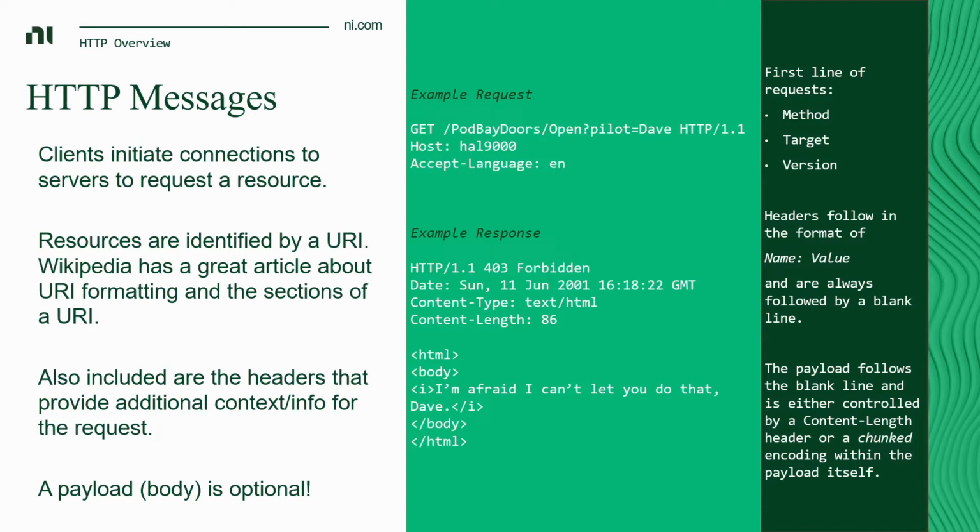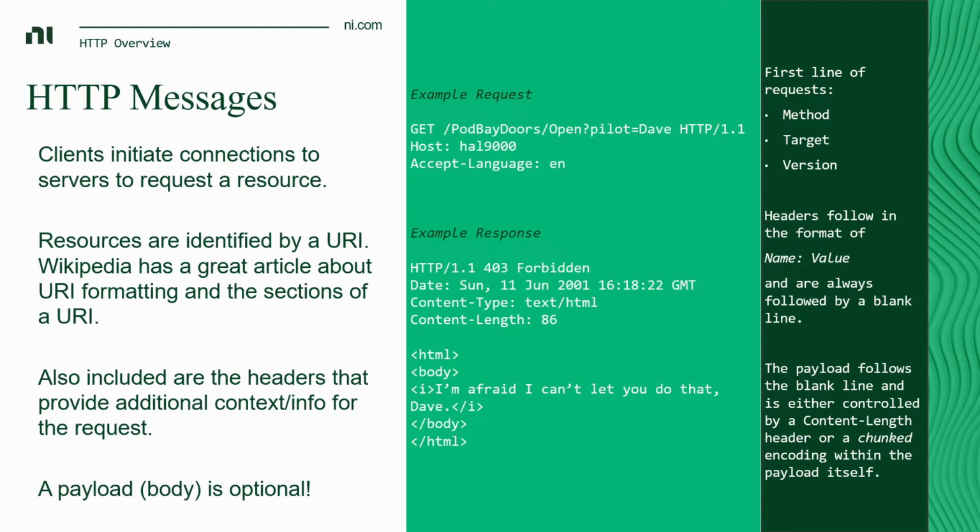Resources are identified by a URI, which is short for Uniform Resource Identifier. Wikipedia has a great article about URI formatting and what sections are contained in a URI. Also included in an HTTP message are the headers that provide additional context and information for the request. A payload, aka a body, is optional in an HTTP request.